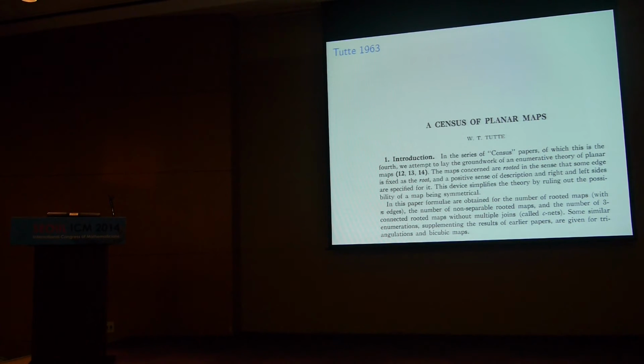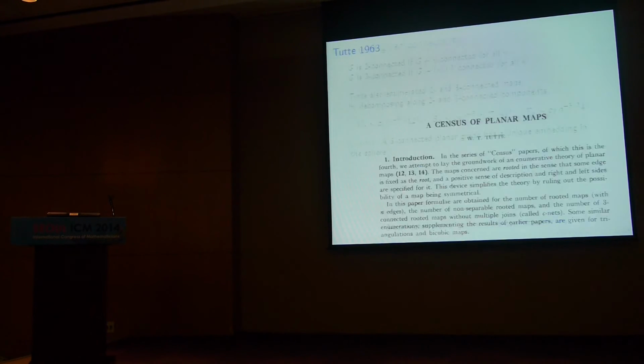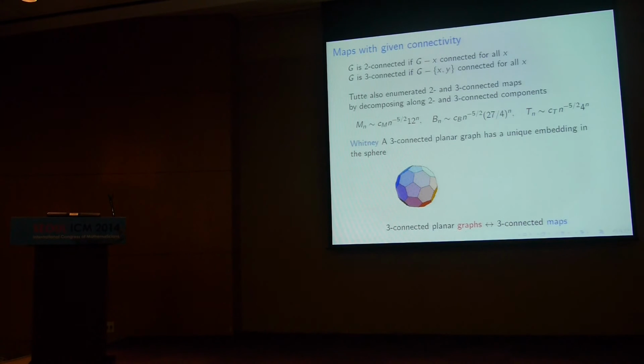Okay. Well, you may know that Tutte was one of the greatest graph theorists of the last century. He did many things, and among them, he started the theory of map enumeration. And then what he did also, in this same paper from 1963, I think it's the Canadian Journal of Mathematics, is he studied maps with a given connectivity. So our maps were connected.